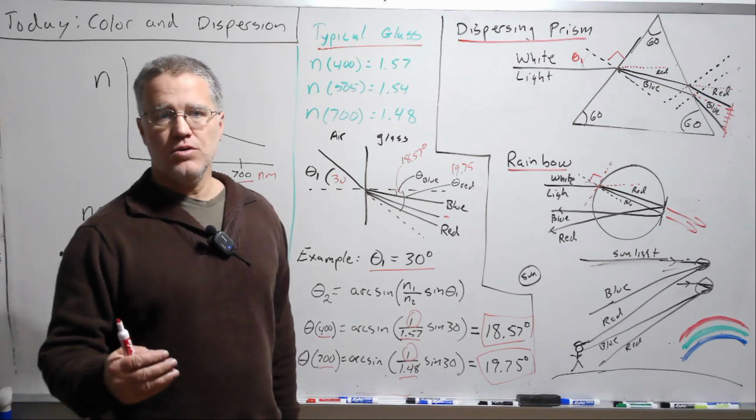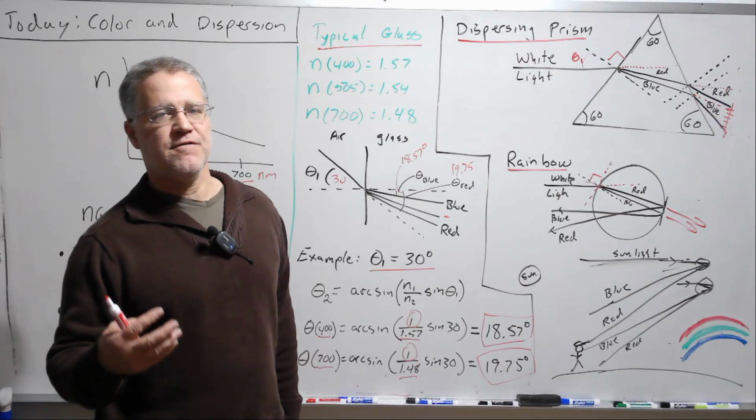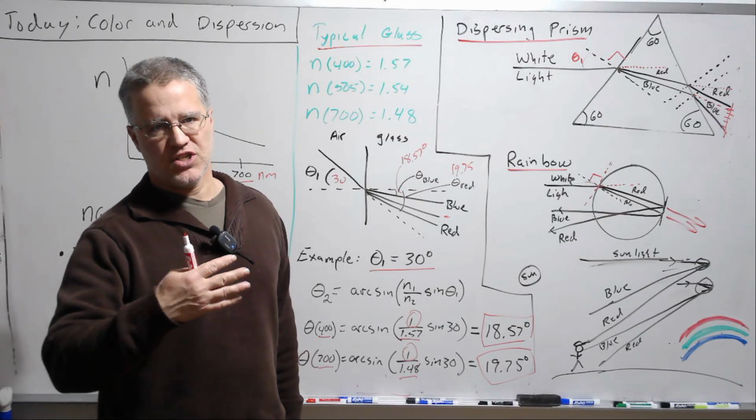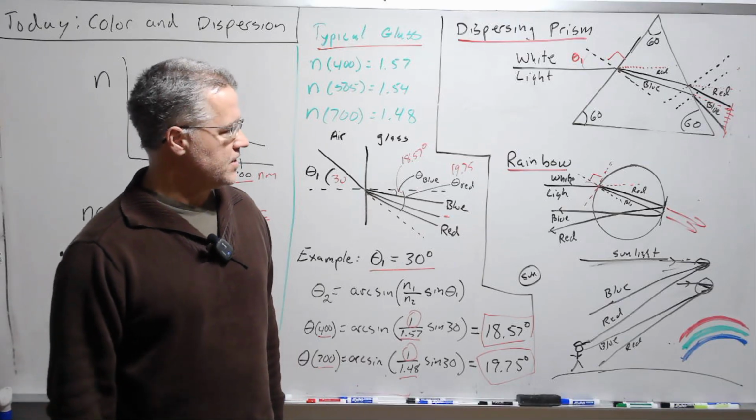But as we know, our rule of thumb is about 5% of light reflects off of any kind of surface that changes the index of refraction.